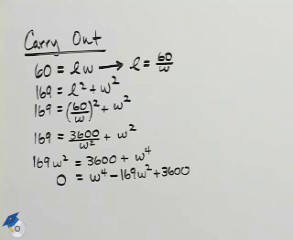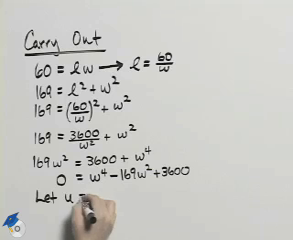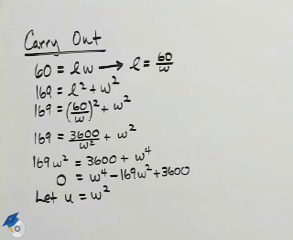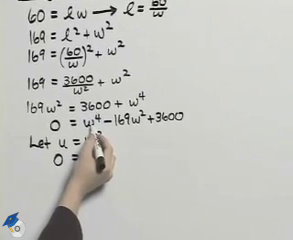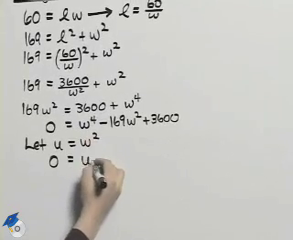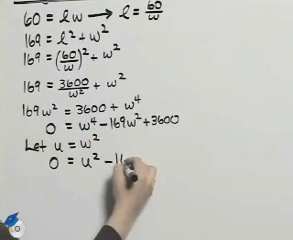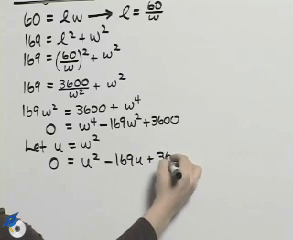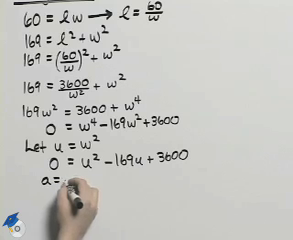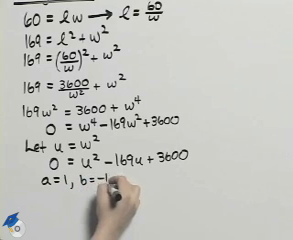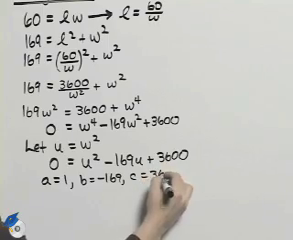Now notice that this looks like a quadratic, but it's not exactly. It's a quadratic form, so what we'll do is make a substitution. We'll let U equal W squared. If I do that, I'll have 0 equal to U squared minus 169U plus 3600. This indeed is a quadratic equation, so I can use the quadratic formula to solve for U. In this case, A is 1, B is negative 169, and C is 3600.